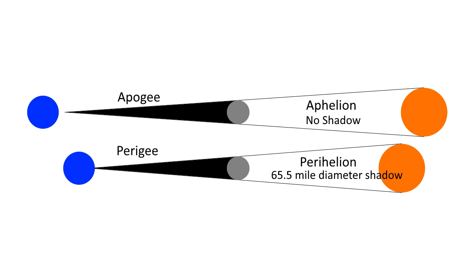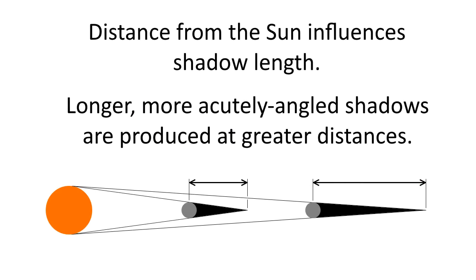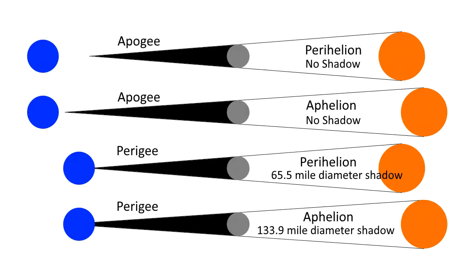Now obviously, the largest shadow will be cast on the Earth's surface when the Earth and Moon are nearest one another. However, bringing the Moon closer to the Sun reduces the length of the shadow cast. The more acutely angled and longer shadow is produced when the Moon is furthest from the Sun. I've illustrated the four situations here in order of increasing shadow size.